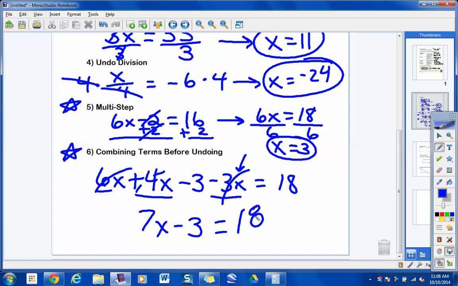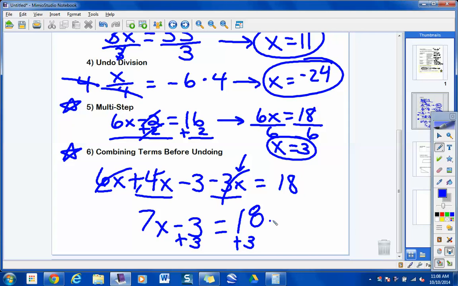Perfect. All right, next step right here. Where are we at? What do you guys want to do? You gotta add 3. Add 3 to both sides, okay? I'm running out of room. You guys take a minute and finish this up. Tell me what your solution is. I'll do the plus 3.